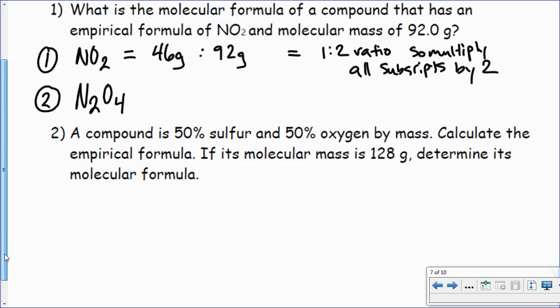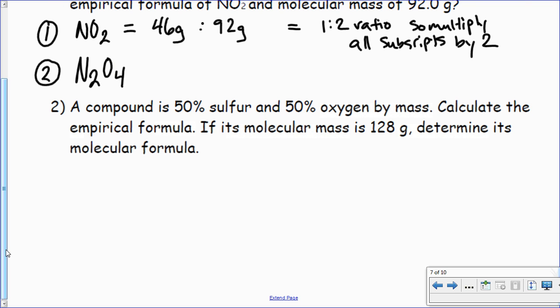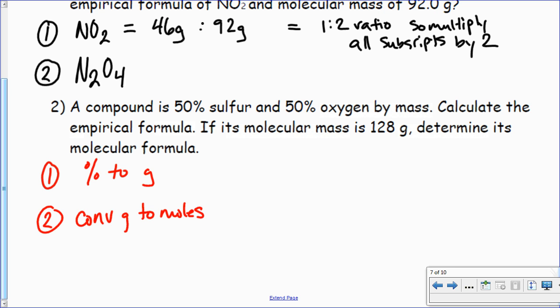A compound's 50% sulfur and 50% oxygen by mass. We're going to have to start at the very beginning like we did in the first one. So first step, convert your percents to grams. So we're going to have 50 grams sulfur, 50 grams oxygen. Second step, convert grams to moles of each. Okay, that is the second step. We have to find the empirical formula first.